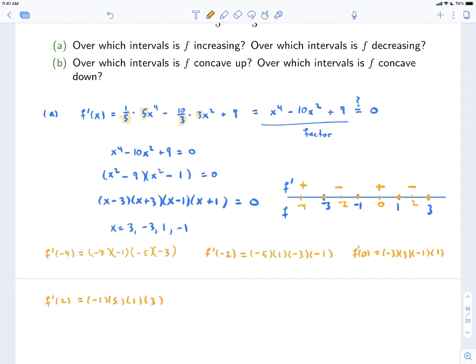And let's pick something to the right of 3. Let's just pick 4. So f prime at 4 is equal to 1 times 7 times 3 times 5, which is positive. There we are. So that tells us everything we need to know, because where the derivative is positive, the function f is increasing. Where the derivative is negative, the function is decreasing. Increasing, decreasing, increasing. So now we can answer these questions.